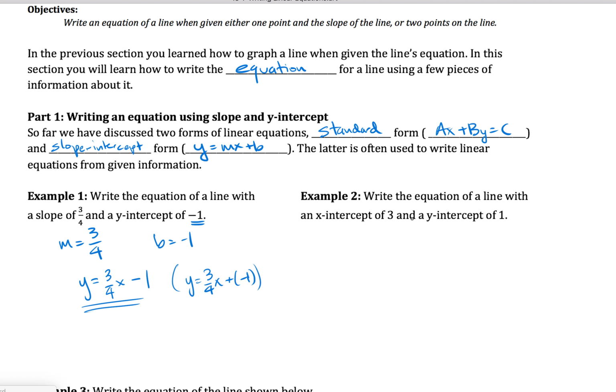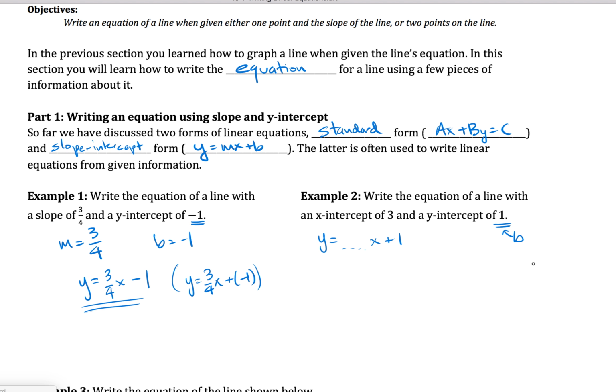Now in example 2, we'll see it's a little bit trickier. In example 2, we have an x-intercept of 3 and a y-intercept of 1. So first of all, we'll notice that that right there is going to be b. So we know this equation is going to be y equals something times x plus 1. What we don't know right now is m. We don't know the slope. But we can calculate the slope of this line pretty easily, because what we do know are two of the points on this line. We know it has an x-intercept of 3.